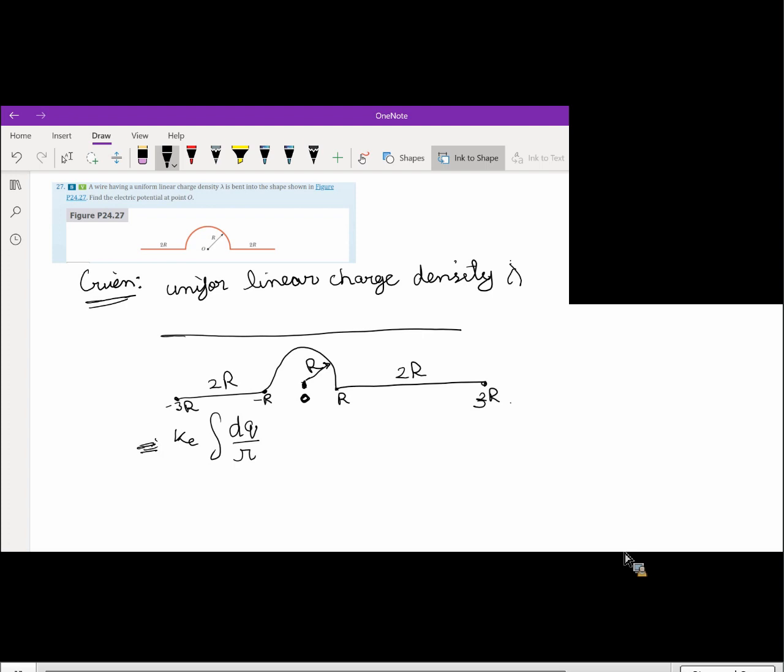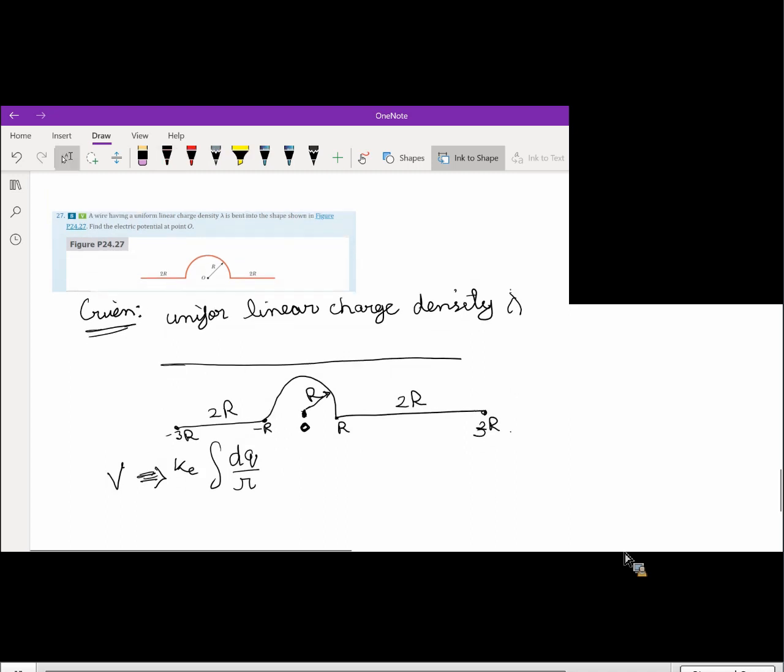This is the formula for potential. This is the same symbol for V, velocity and potential, but this is potential. So that's what we have to find: the electric potential at point O. Let's call it our origin. We have to find the electric potential due to this shape at this point. So we divided this into coordinates. We gave the coordinates as r, 3r, minus 3r.